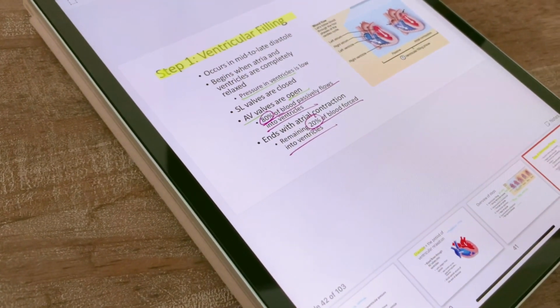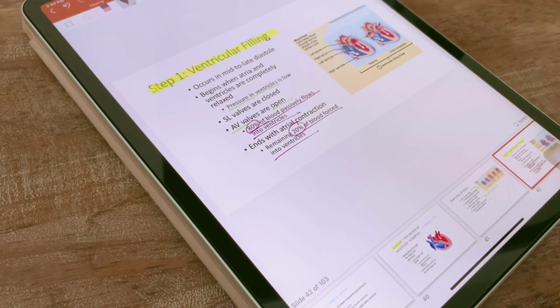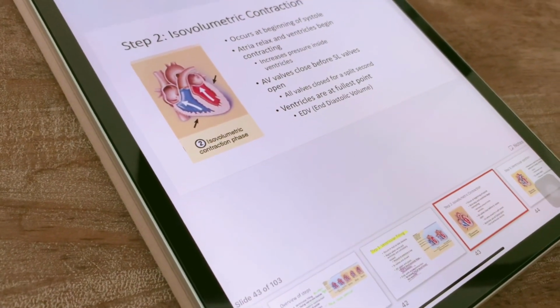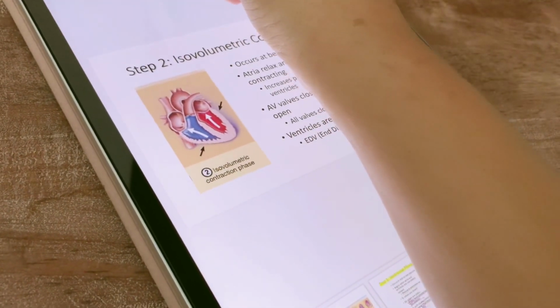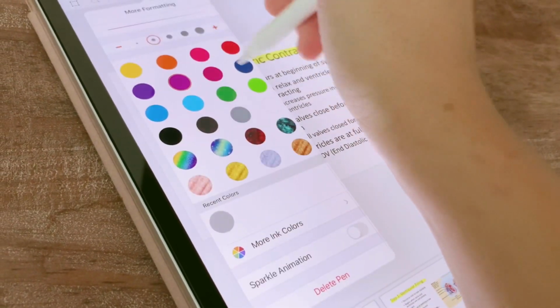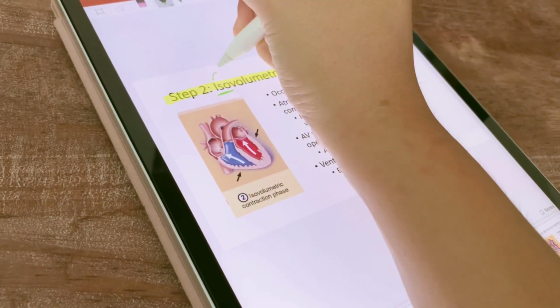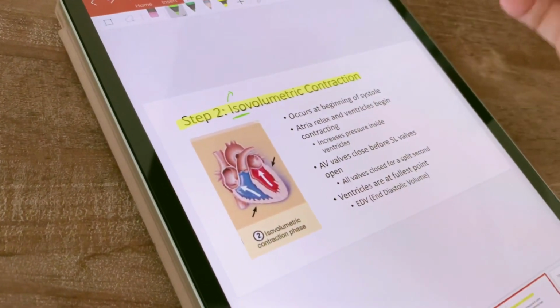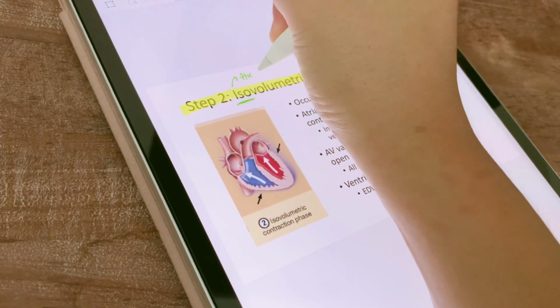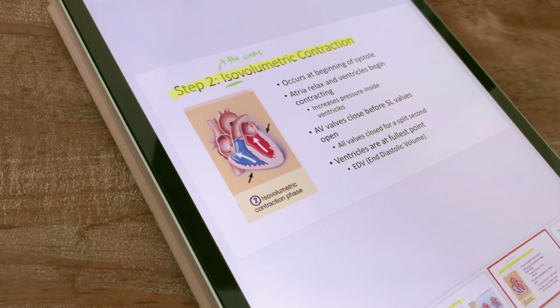So all that's happening, the atria have contracted. Now it's time for the ventricles to contract. Iso means the same, and volumetric is referring to volume. So isovolumetric contraction is a short period of time when the volume in the ventricles doesn't change. And the reason the volume in the ventricles can't change is that all four valves are closed.